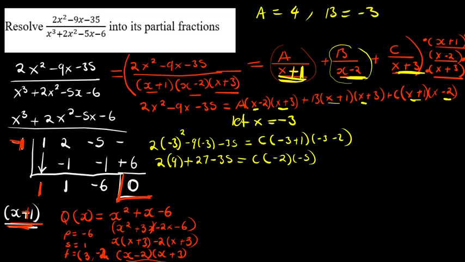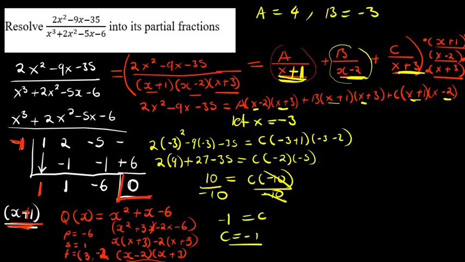So I will have 2 times 9, like that, plus 27, then minus 35, which the answer is negative 10. So here it is negative 10 equal to C times 10. So I'll divide by negative 10, also divide by negative 10. So meaning that your C in this situation is negative 1. So your C is equal to negative 1. Just like that. So that is how you answer this type of question.